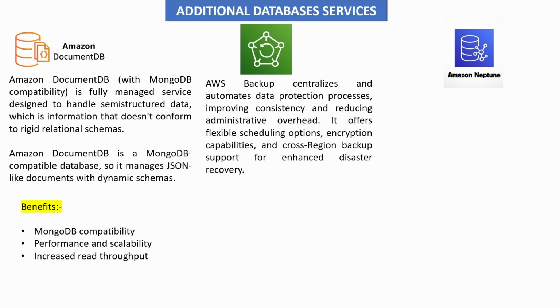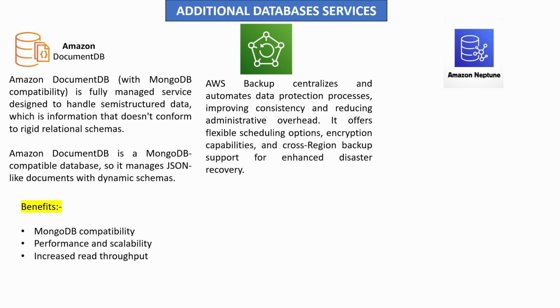Backup streamlines data protection across various AWS resources and on-premise deployments by providing a single dashboard for monitoring and managing backups. It eliminates the complexity of managing multiple backup strategies by supporting multiple storage types, including Amazon Elastic Block Store volumes, Amazon Elastic File Systems, and various databases. Backup centralizes and automates data protection processes, improving consistency and reducing administrative overhead.